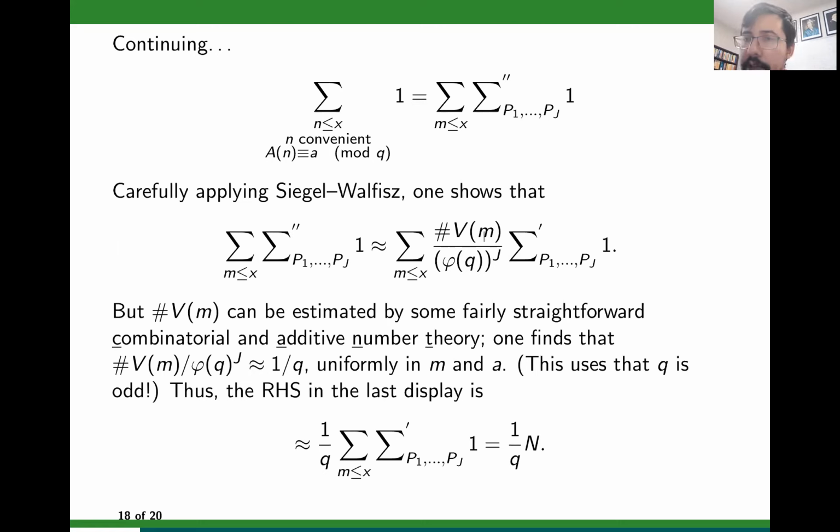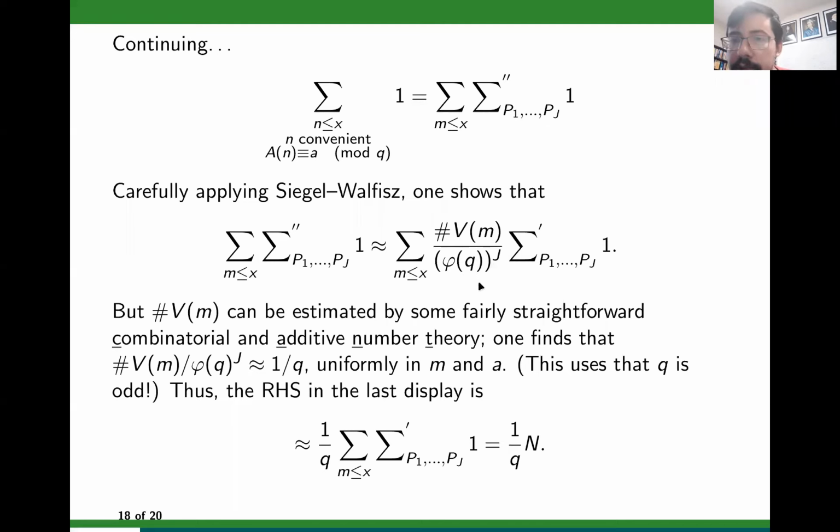And the size of V of m is just the number of j-tuples of coprime residue classes modulo q that p1 through pj are allowed to occupy that are good for us. So using the equidistribution of primes in residue classes, I can replace the double prime condition with a single prime condition, with the size of V of m over phi of q to the j now on the outside of the inner sum. And now here is the kicker.